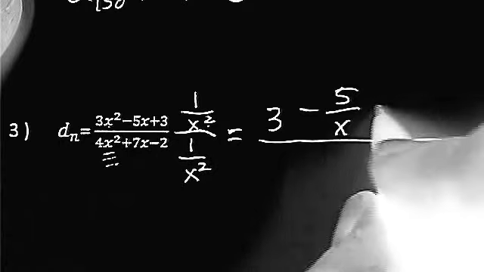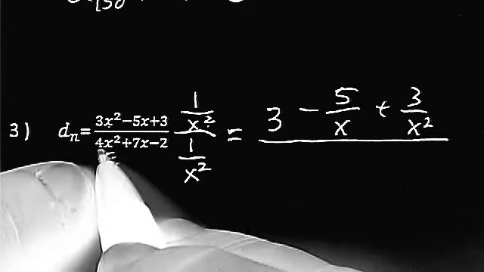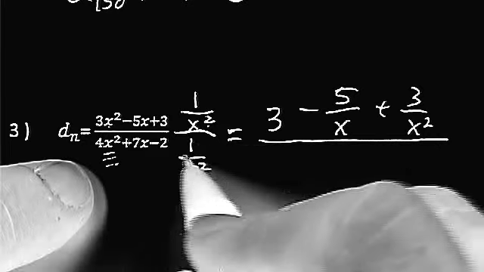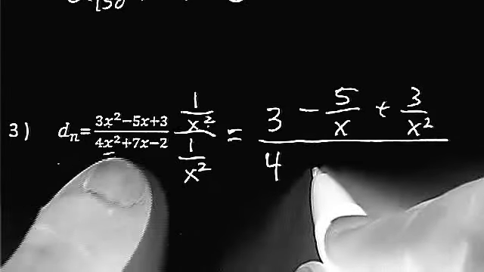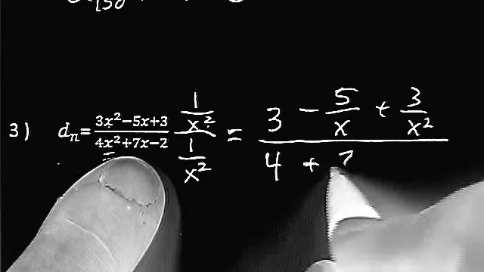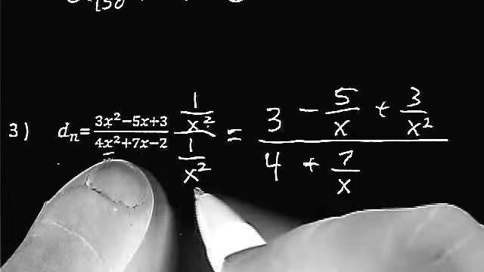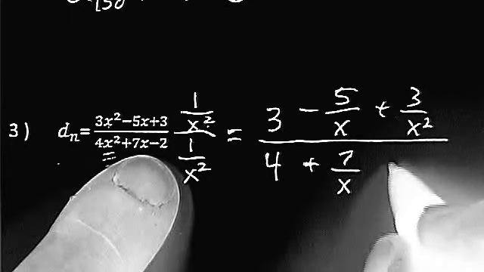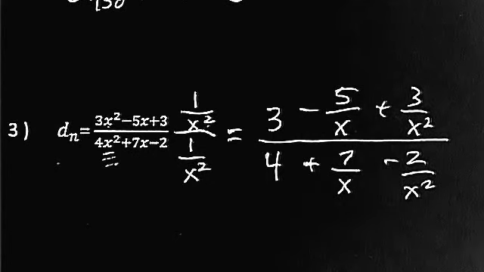And 3 over x squared. And then on the bottom, you got the 4x squared divided by x squared. Okay, so that's a 4. And 7 over x, right? Because when you get rid of one of the x's, that gives you just 7 over x, and minus 2 over x squared. Now, let's understand what's going on.